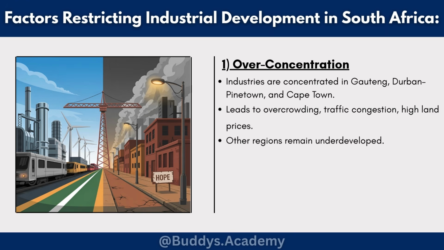Remember, the high land prices are going to be due to your demand for the land, and that's going to lead to your lower profits because people are paying so much for these land prices, right? Obviously, another effect of your over-concentration would be pollution. And over-concentration in certain areas will lead to other regions that are going to remain underdeveloped.